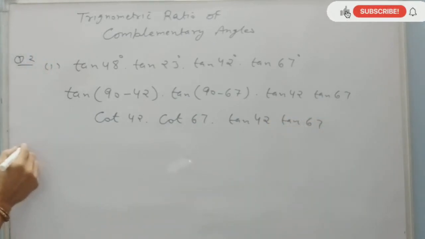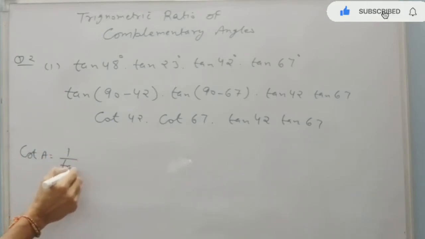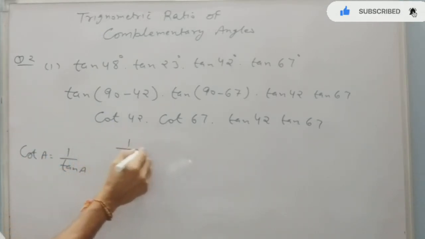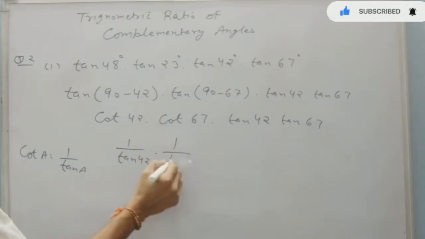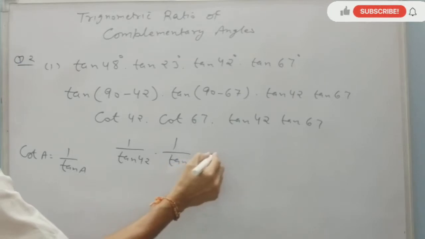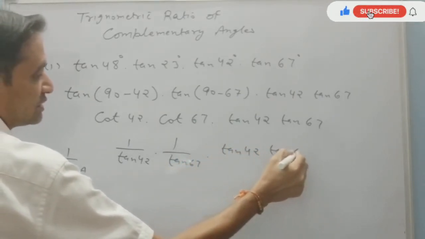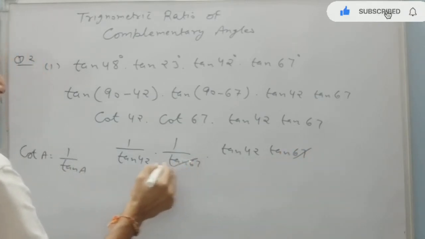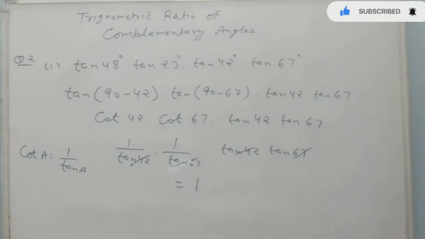As we know, cot A is the reciprocal of tan A. So we can say it is 1 upon tan 42, 1 upon tan 67. This is tan 42, tan 67. This cancels out with 67, this cancels out with 42, it will become 1. That is the required solution.